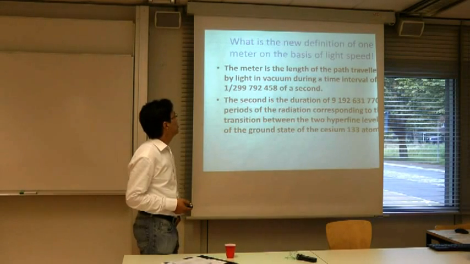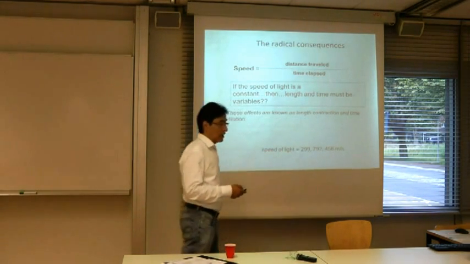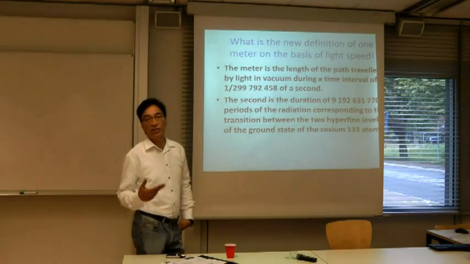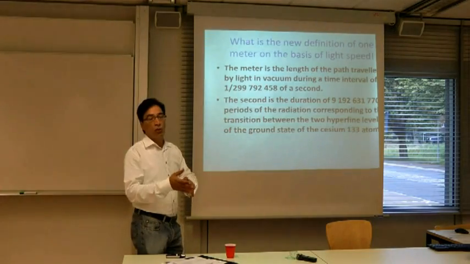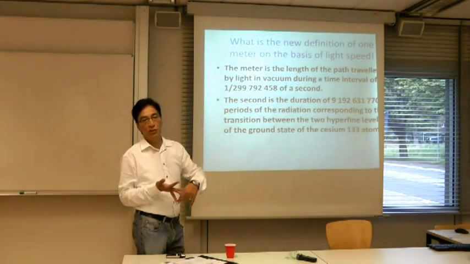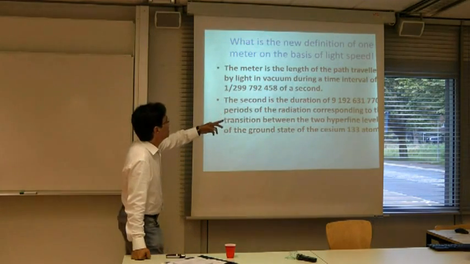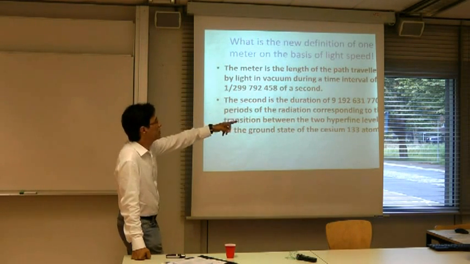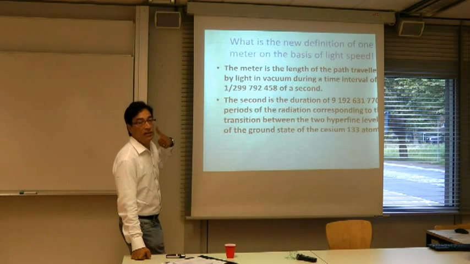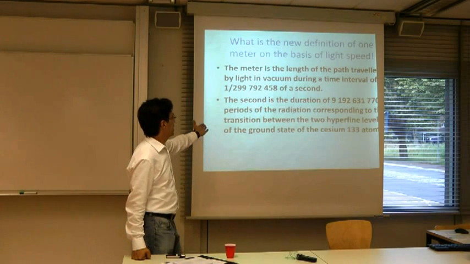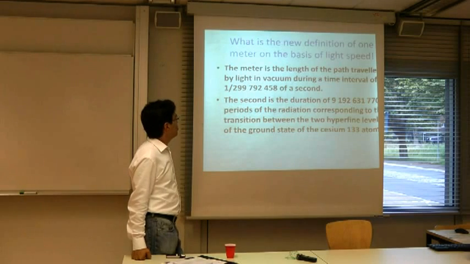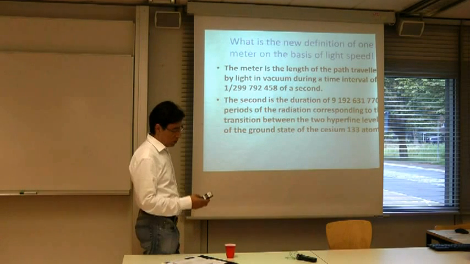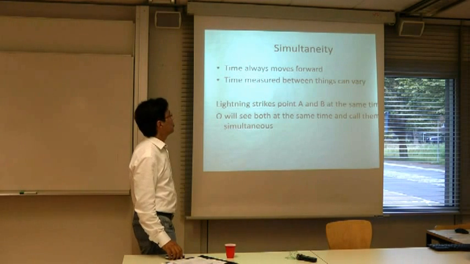What is the new definition of 1 meter? How we get this? In 1983 by the SI, this is the international standard for the quantities, that always they have a gathering and meeting and they demonstrate what is 1 kilogram, what is 1 meter. And then they decided about the meter. The meter is the length of the path traveling by light in vacuum during a time interval of 1 over speed of light of a second. And what is second? The second is the duration of that number of periods of the radiation corresponding to the transition between the 2 hyperfine level of the ground state of the cesium-133 atom.